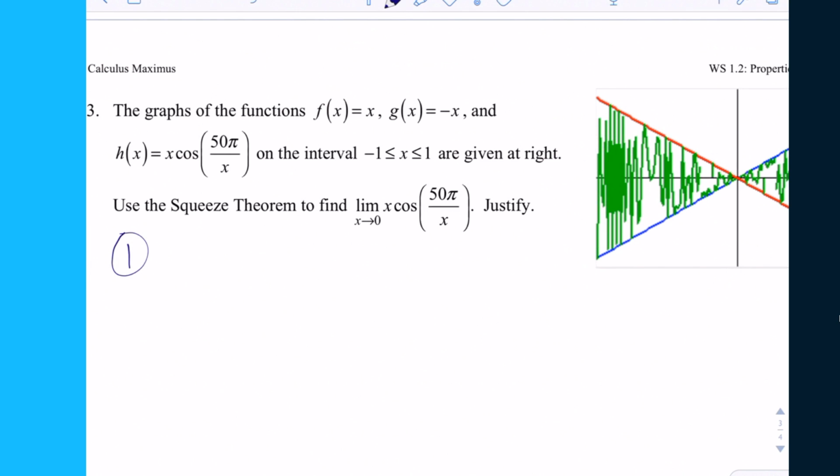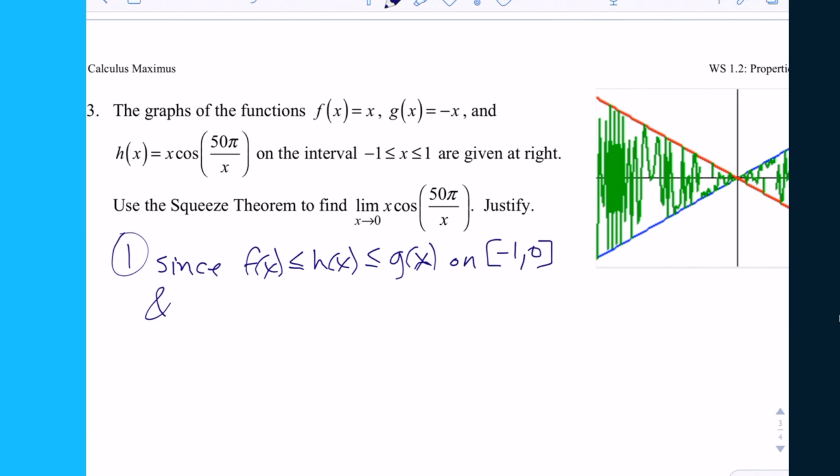Now the blue one on the bottom is what we're calling f. So you could say this. Since f of x is less than or equal to h of x, which is less than or equal to g of x, on the interval from -1 to 0, and you can list that in interval notation, and then you flip it around. g of x is less than or equal to h of x, which is less than or equal to f of x, on the closed interval from 0 to 1.